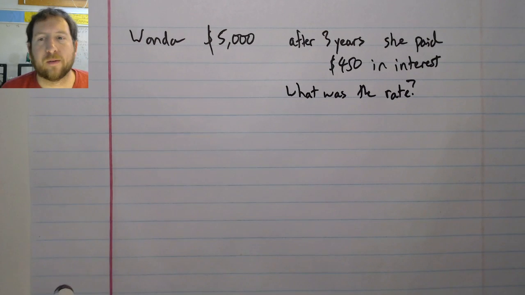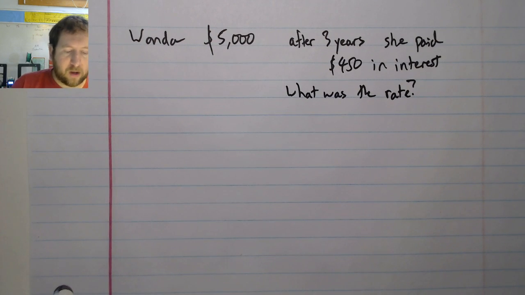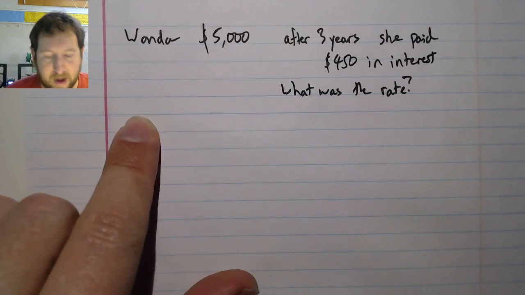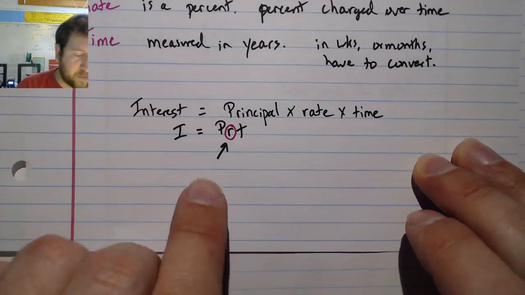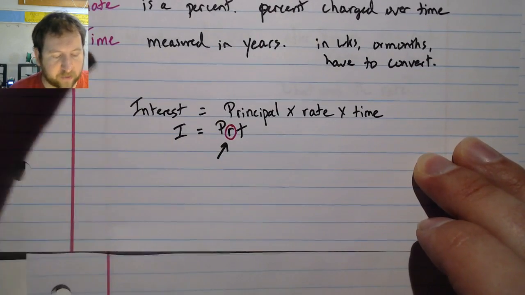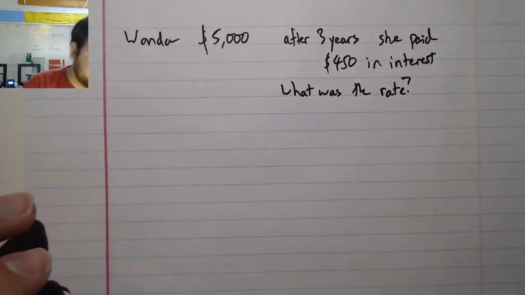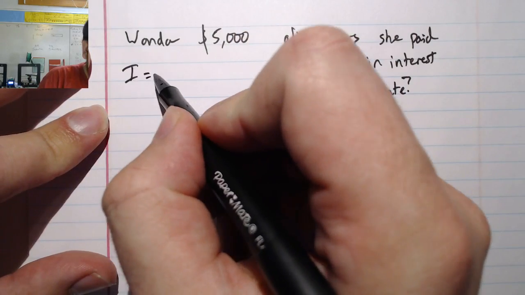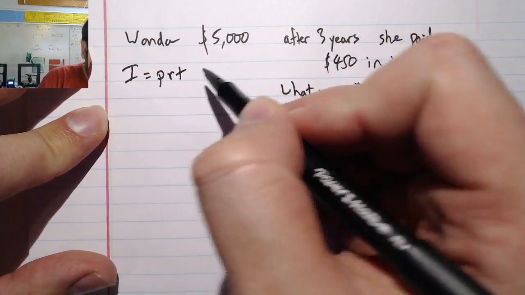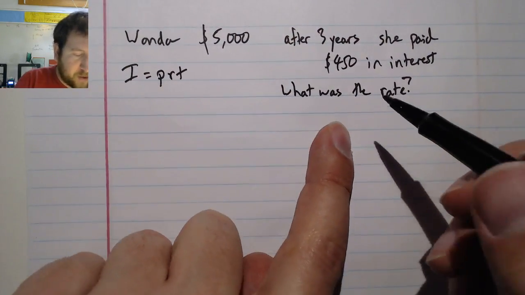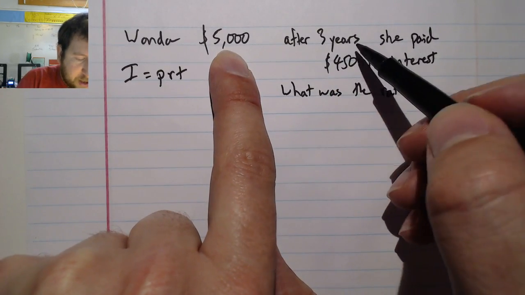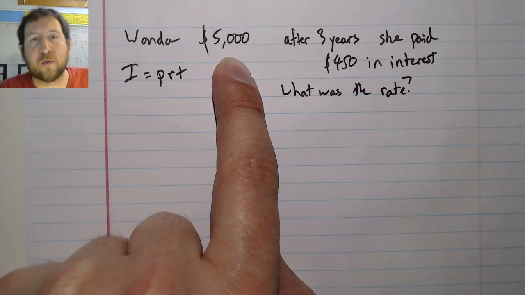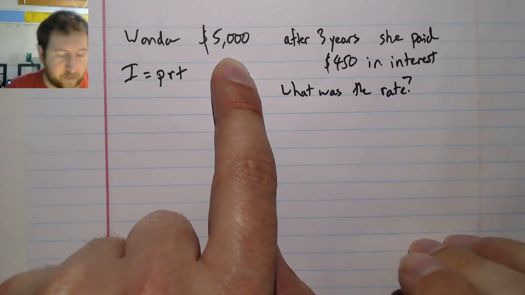All right, so for this problem, all I'm going to be doing is some substituting into the formula that I had on the previous page. So just like I always do, I'm going to write out my formula to start. I equals PRT. Okay, so what do I know? I know my interest, I know my principal, and I know the time. Oh, that just leaves me with one variable left, and I can always solve for one variable.